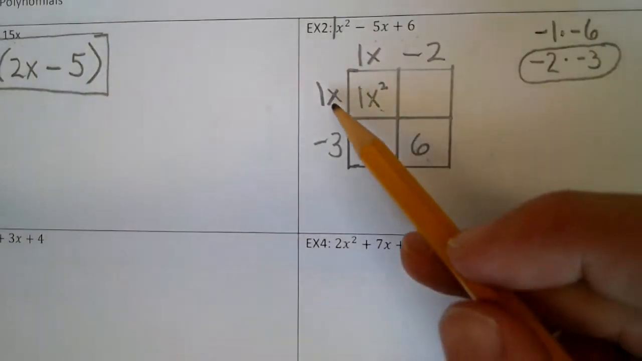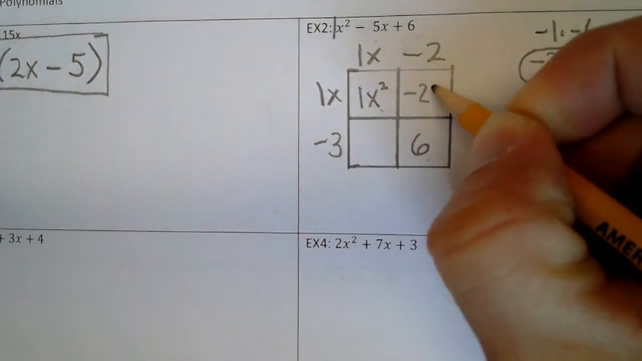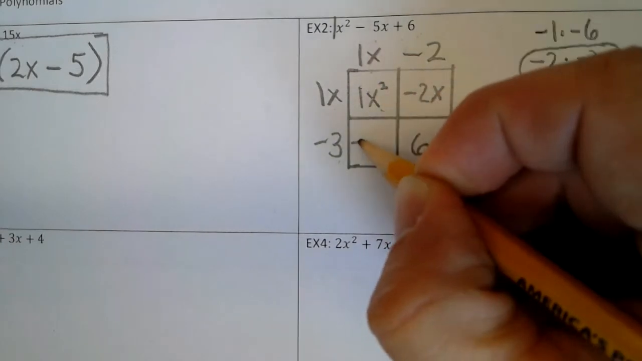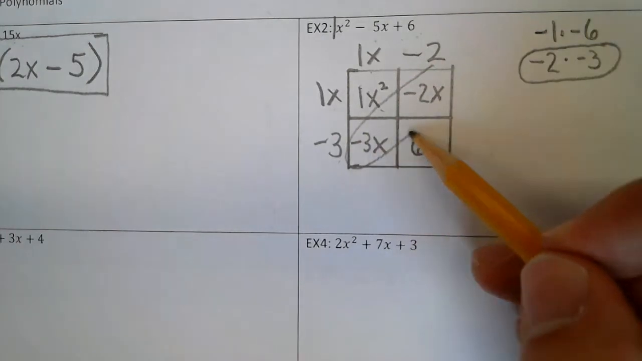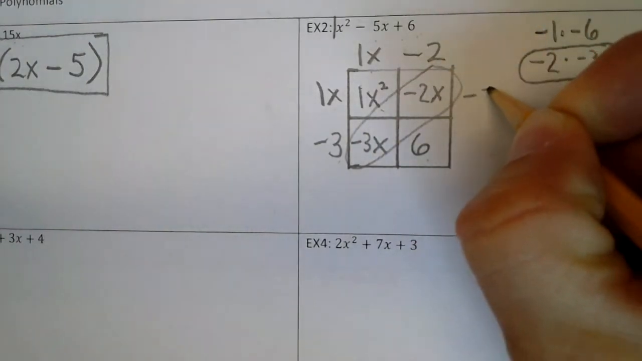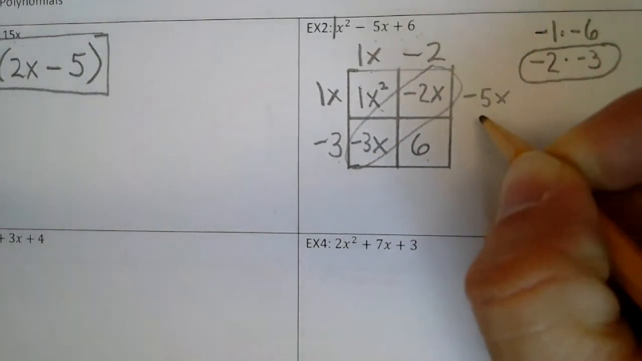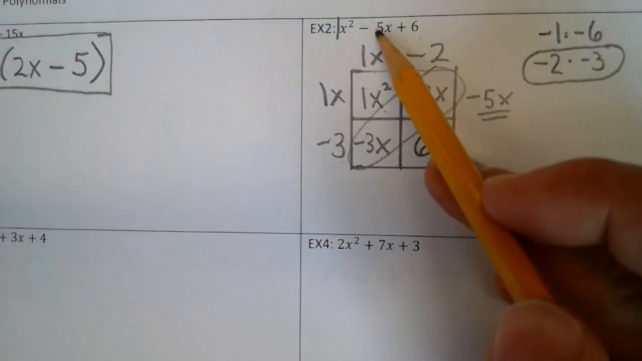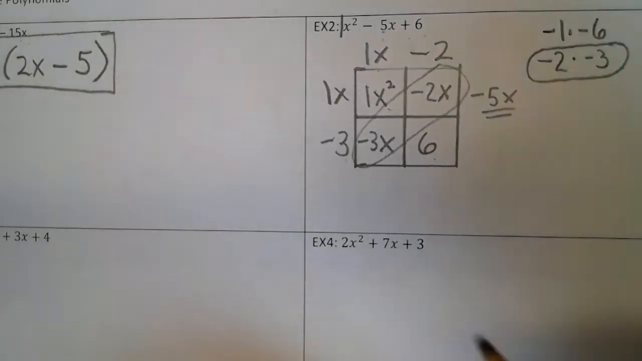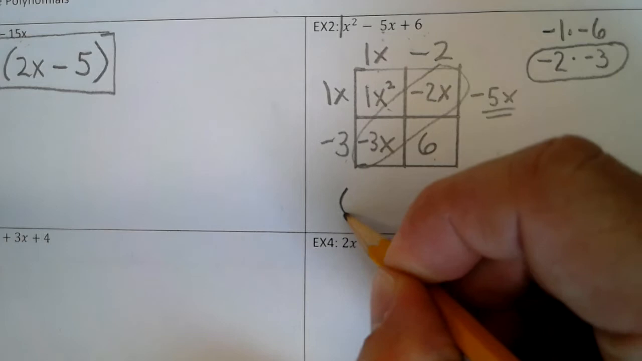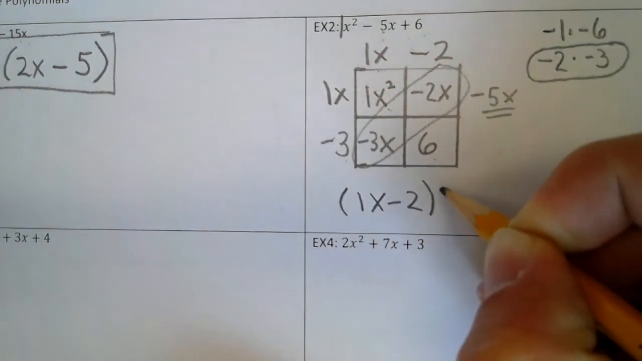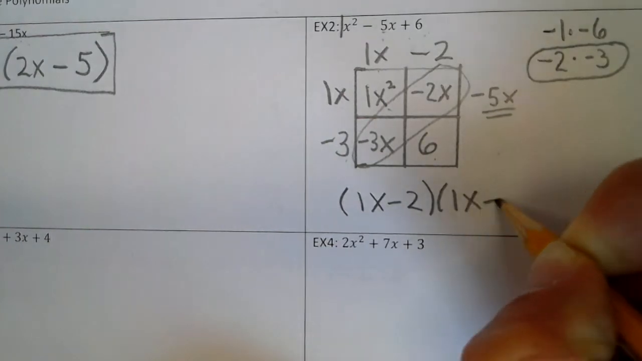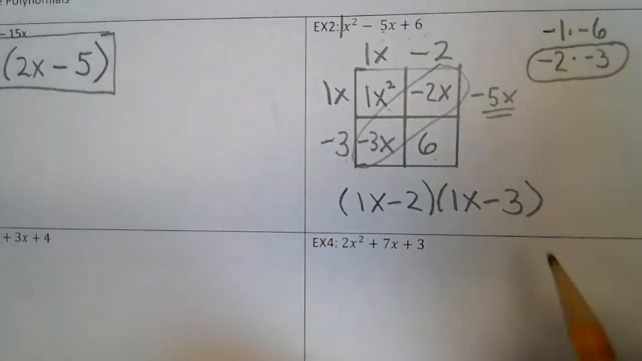So we multiply to check. 1x times negative 2 is negative 2x. Negative 3 times 1x is negative 3x. These combine to be negative 5x, which is the middle term. And so this checks. So this is factored as 1x minus 2 times 1x minus 3.